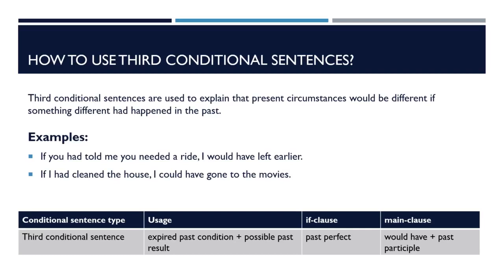How to use third conditional sentences. Third conditional sentences are used to explain that present circumstances would be different if something different had happened in the past. Examples: if you had told me you needed a ride, I would have left earlier. Second example: if I had cleaned the house, I could have gone to the movies.